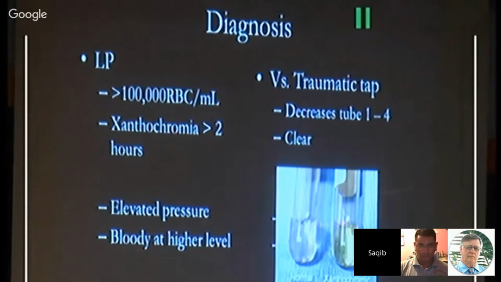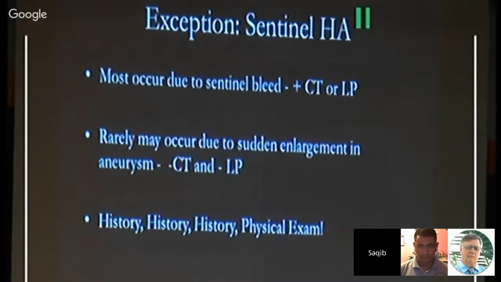And here's what xanthochromic CSF looks like after it gets spun down, with this yellowish color. Sometimes you can use UV-vis spectrophotometry to differentiate it if it's subtle. Usually it's not so subtle.